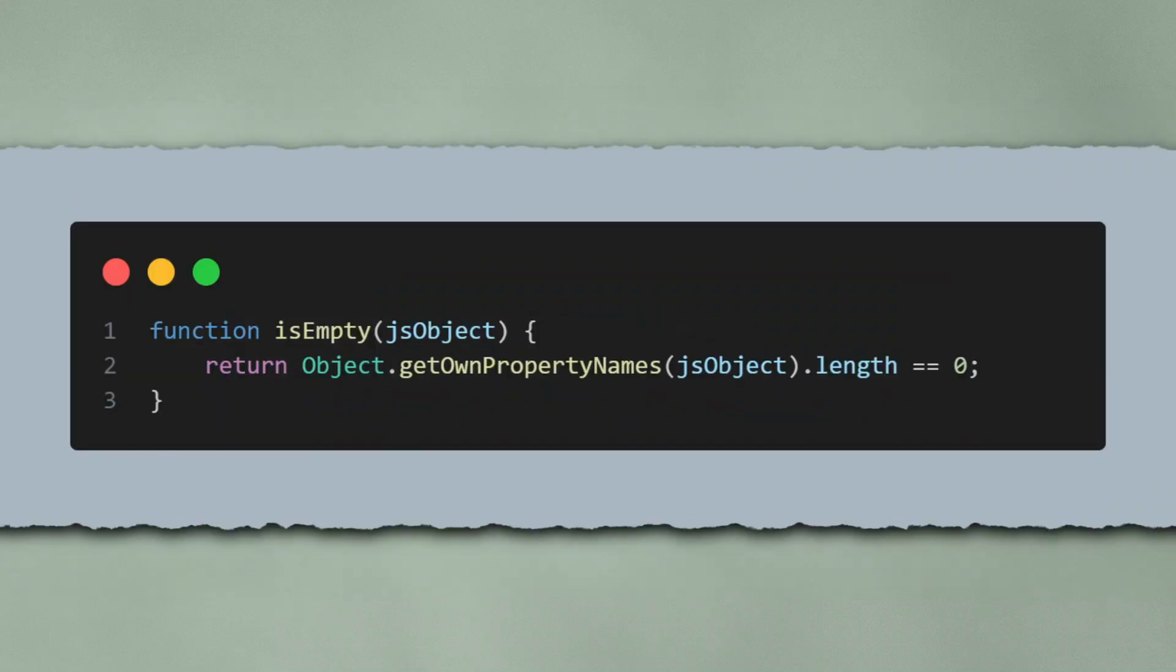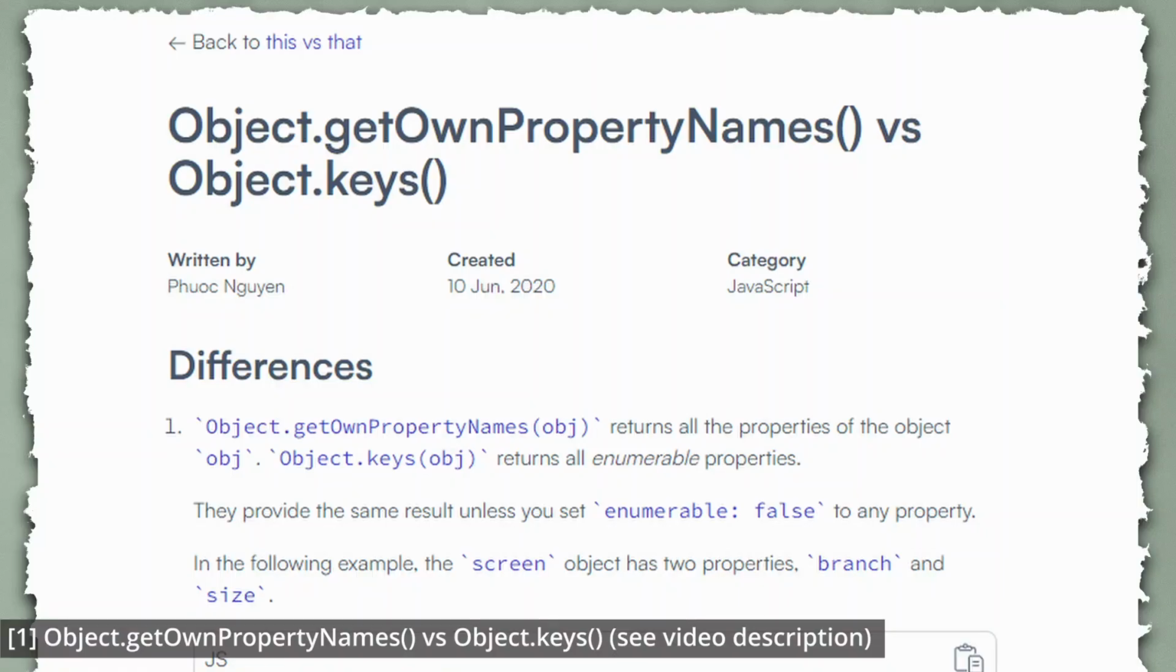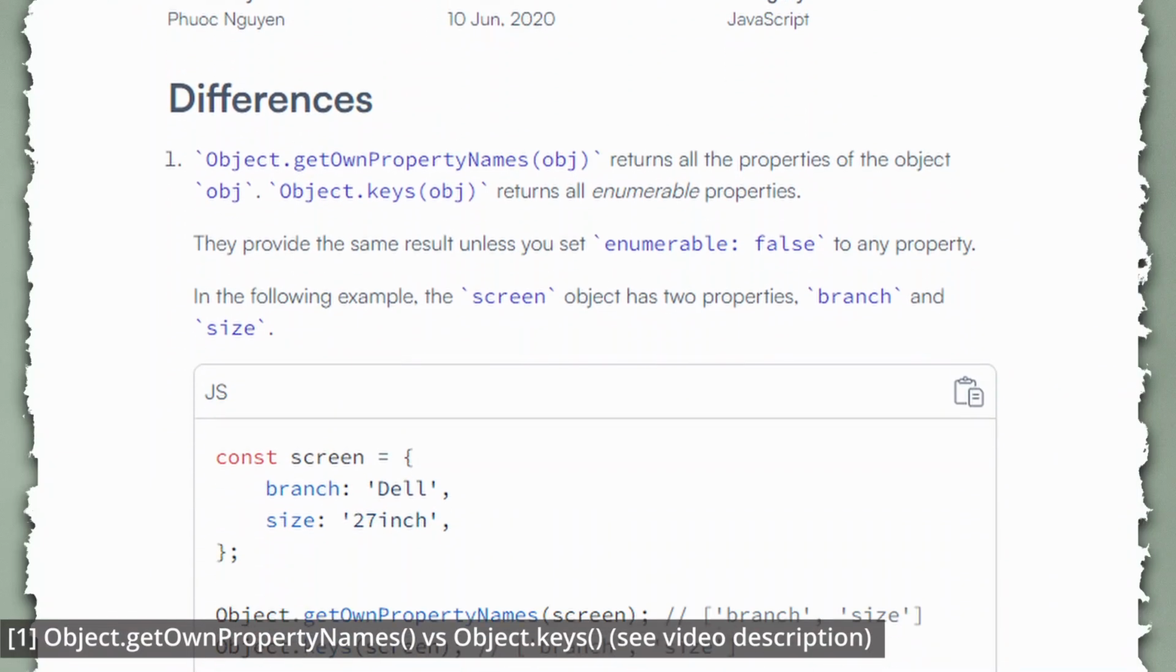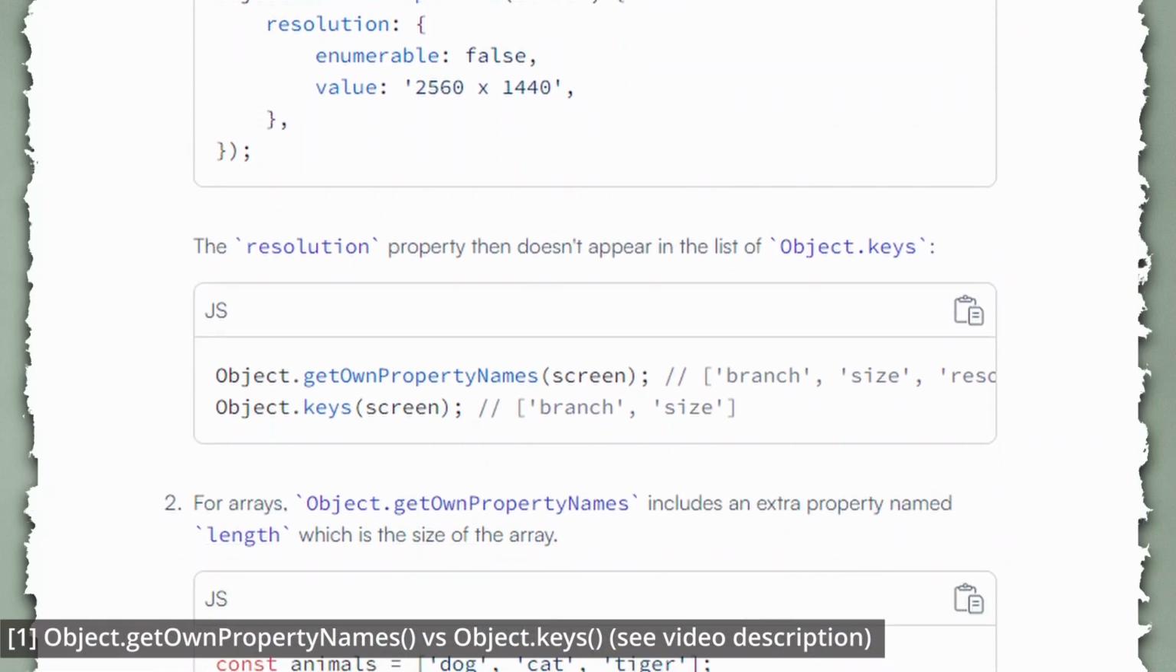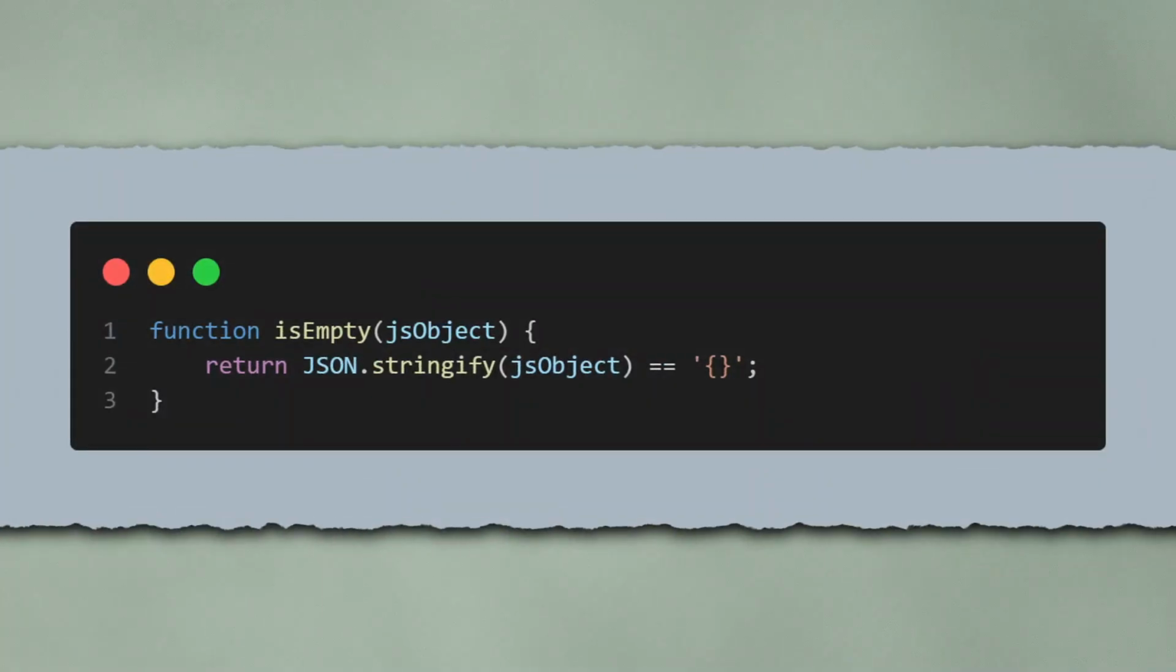And the same goes for Object.getOwnPropertyNames, with the same result. If you want to know the difference between Object.keys and Object.getOwnPropertyNames, see the link in the description to find out. Another different approach would be to serialize the object to a JSON string and check that the resulting JSON string is equal to an empty pair of curly braces.